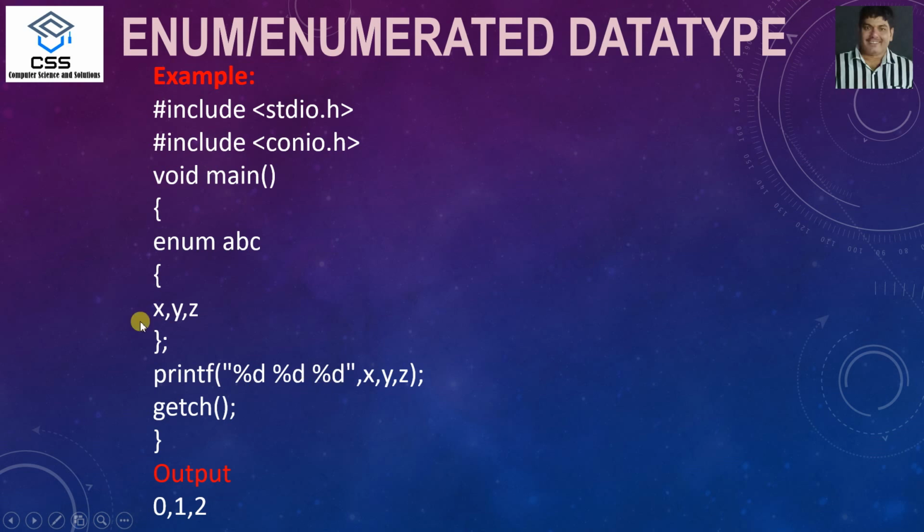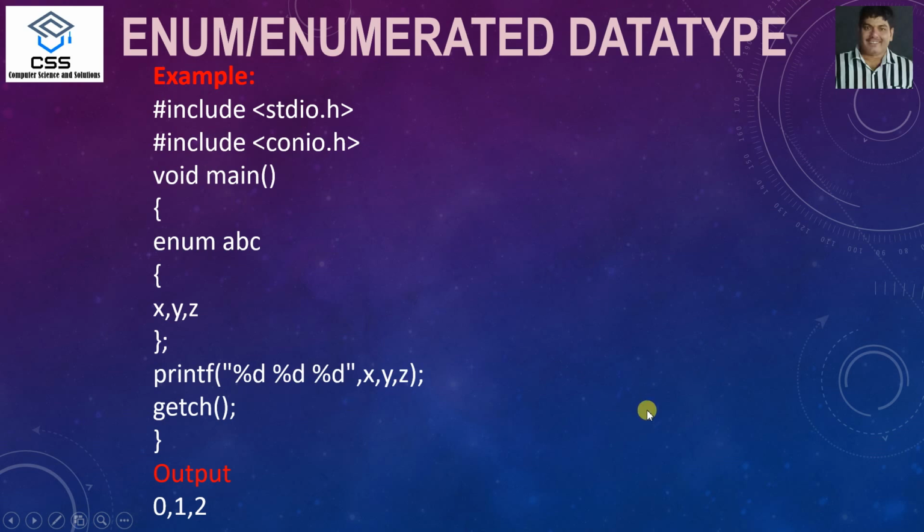Now, if somebody asks how elements are directly accessed, it is only possible in enum. If it is a structure or union, you cannot directly access its element. To access its element, you have to take the help of its variable. But to access the element of an enum, you can directly access its element.